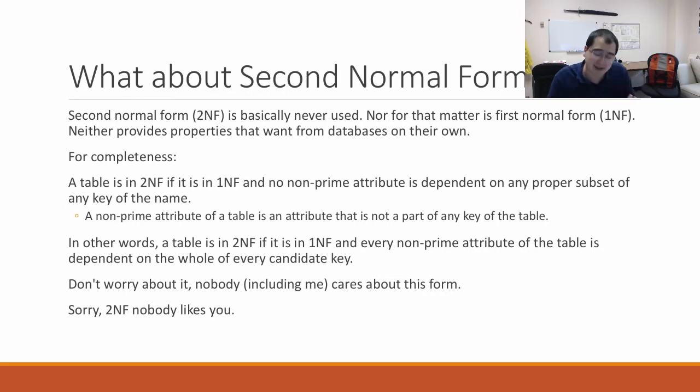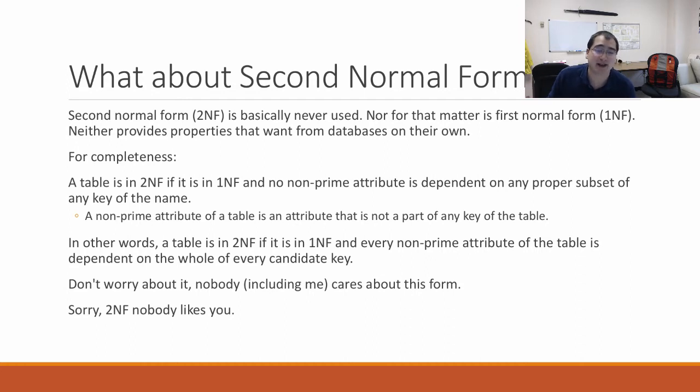Alright, but just in case you guys really cared about what's second normal form, the rule is a table is in second normal form if it is in first normal form and no non-prime attribute is dependent on any proper subset of any key of the table. What? Well, a non-prime attribute of a table is an attribute that's not part of any key of the table.